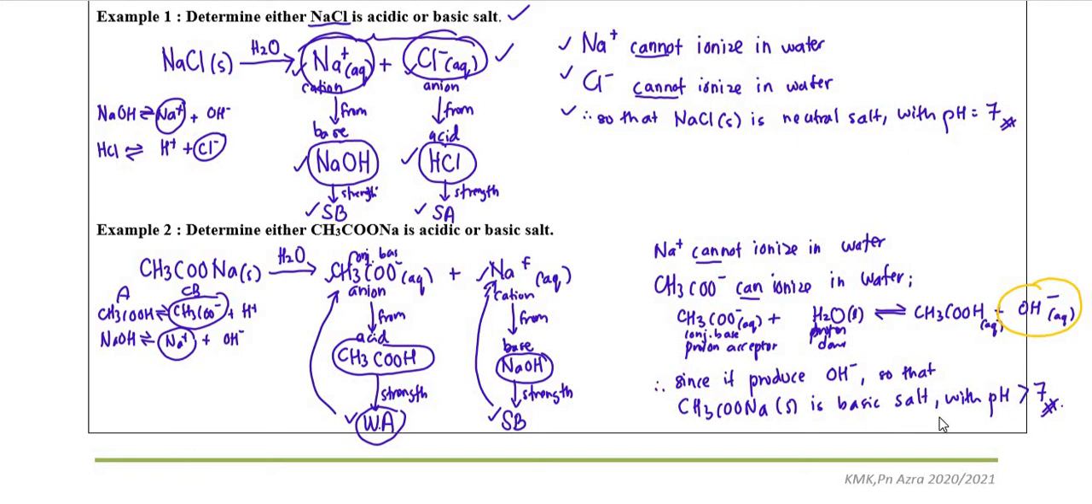Kita tak boleh tentukan dia punya pH secara specific value. Kita hanya anggarkan pH-nya sama ada less than 7, equal to 7, or greater than 7. Okay?